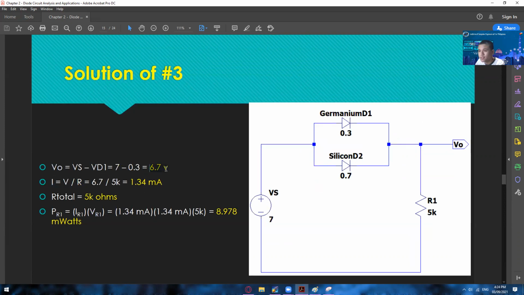VO is of course 6.7 volts, and then I is equal to V divided by R. So 6.7 divided by 5K, because that is the value of our resistance, and then we will get 1.34 milliamps. And of course our total resistance is 5K. Then for the power across R1, it's IR1 times VR1. So IR1 is 1.34 milliamps multiplied to, oops, why do we have two 1.34 here? I squared R, 1.34 times 5.